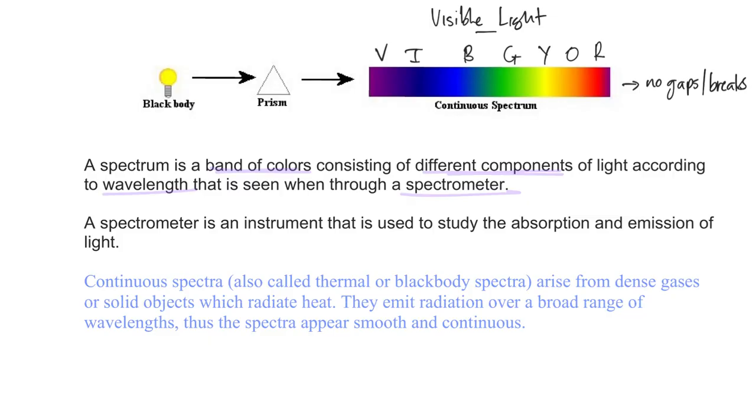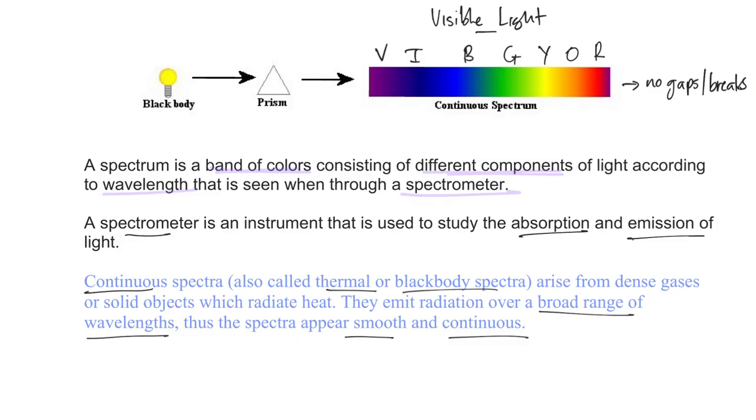Now all of this is measured with a spectrometer, and it's used to study the absorption and emission of light. A continuous spectrum is also called a thermal or black body spectrum. It arises from dense gases or solid objects which radiate heat. They emit radiation over a broad range of wavelengths. Thus, the spectrum appears smooth and continuous. There are no gaps. We can see each color and how it transitions from red to orange to yellow to green. We can see the full spectrum.